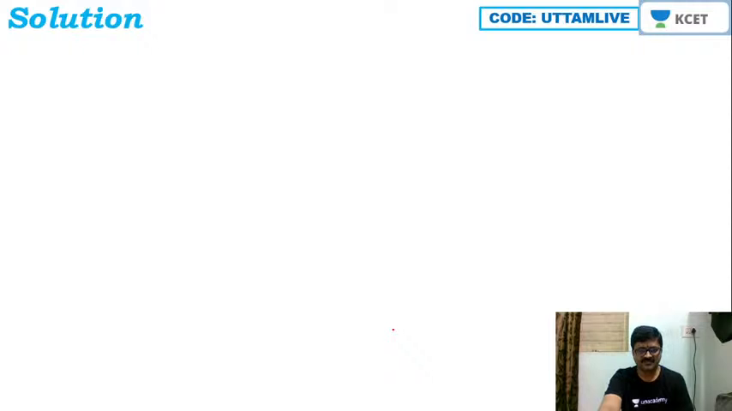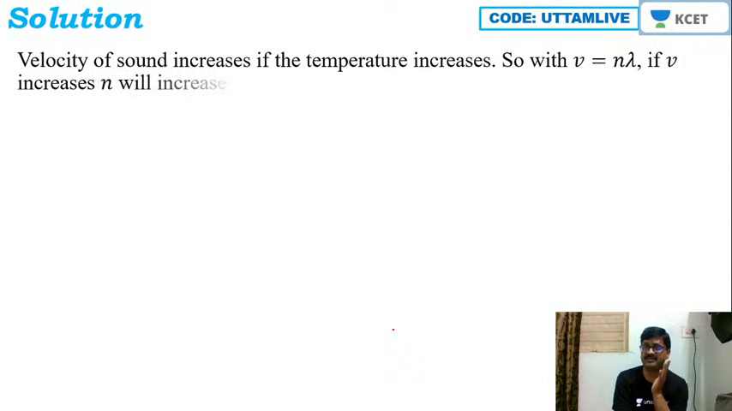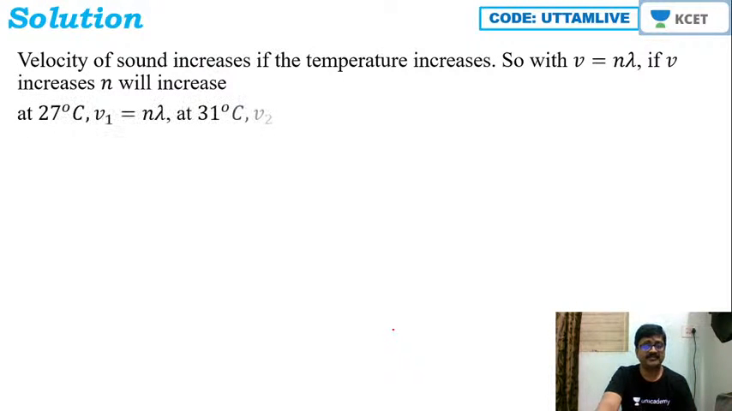Okay. Now, velocity of sound increases if temperature is increased. So hence I'll say V is equal to N into lambda. Okay, if V increases, definitely frequency will increase, right? So hence at 27 degrees Celsius, I'll write V1 is equal to N into lambda, and V2 becomes equal to what? At 31 degrees Celsius, here frequency of X is added. So hence V2 becomes equal to N plus X into lambda, right?